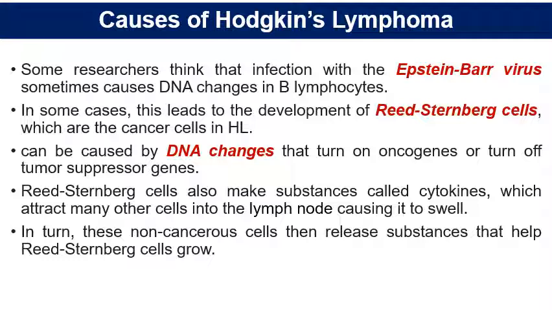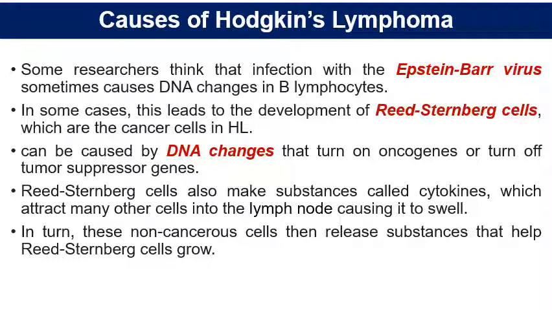So it is differentiated mainly based on the presence of Reed-Sternberg cells only. And again, it can be caused by DNA changes that turn on oncogenes or turn off tumor suppressor genes. These two are healthy genes and support our body system, but unfortunately, due to the DNA changes, these genes fail to function normally. That leads to lymphoma. And Reed-Sternberg cells also make substances called cytokines, which attract many other cells into the lymph node, causing it to swell. That leads to enlargement.